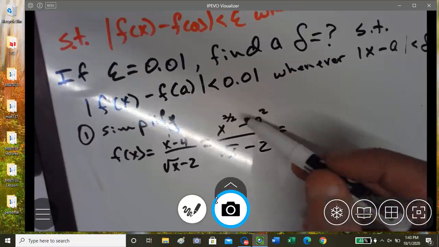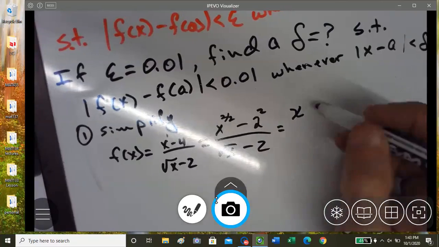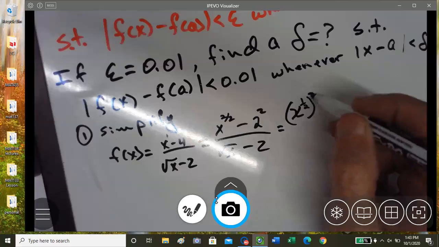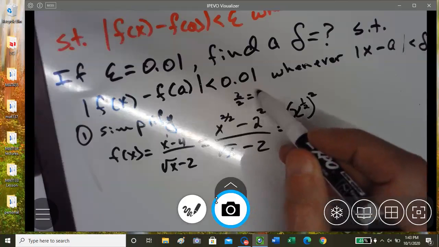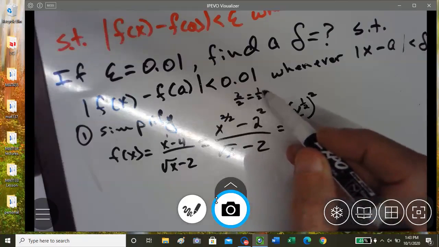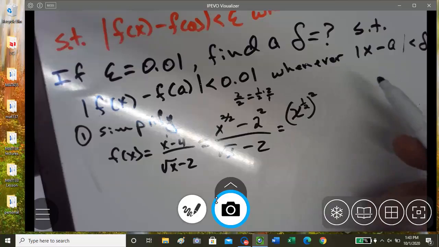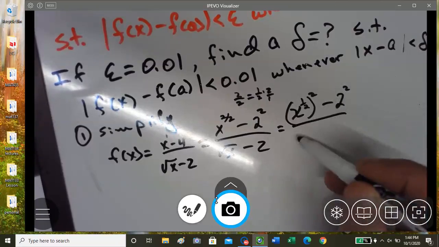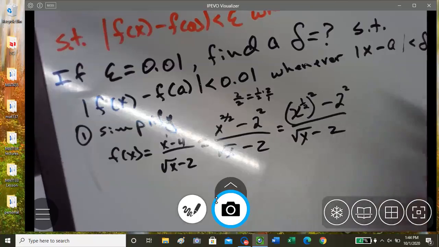So here we can say x is the same thing as x to the 1/2, parentheses squared. All I did was take the 2 over 2 and split it into 1/2 times 2 over 1. So now we've got that, and then minus 2 squared. Now we have a difference of 2 squares over the square root of x minus 2.